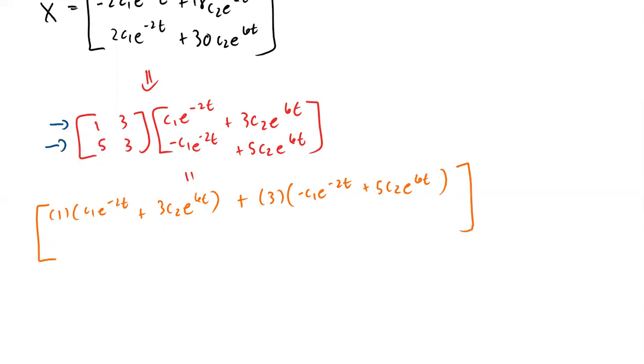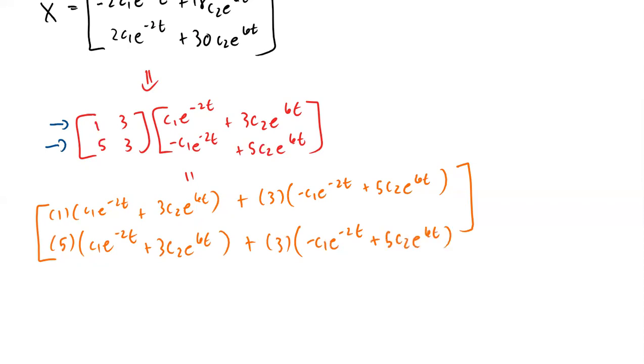The first entry in the second row is 5 times the first entry in the vector. That's C1 e to the negative 2t plus 3c2 e to the 6t, plus the second entry in the second row times the second entry in the vector. That's 3 times negative C1 e to the negative 2t plus 5c2 e to the 6t. And then we simplify this whole thing.